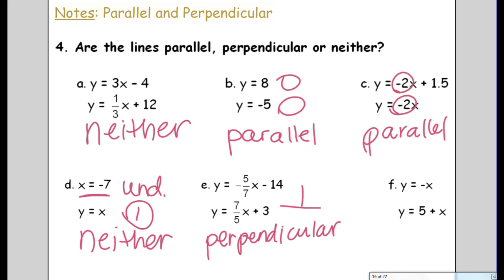And last one, Jessica. What's the slope of this one? What's in front of the X? Not just 1. -1 is the slope of that one. What's the slope of this one? Don't say 5. 1. Are 1 and -1 opposite reciprocals? They are. So what's our answer? Perpendicular. We had 2 perpendiculars in a row. We made up for not having any before. So E and F are both perpendicular.